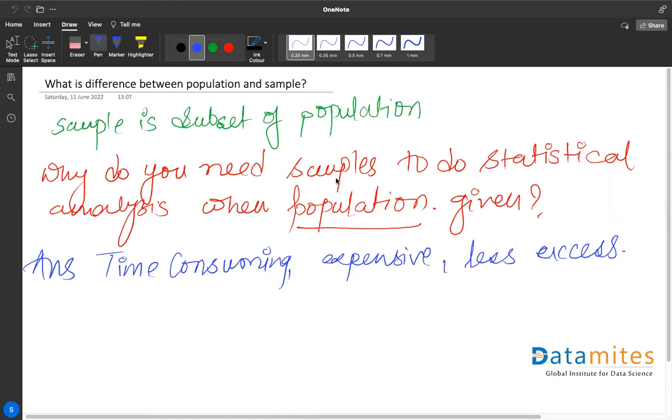Complexity, time consuming. Correct, Nafal.